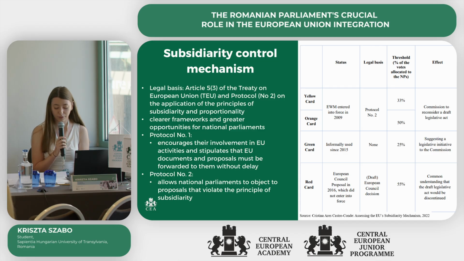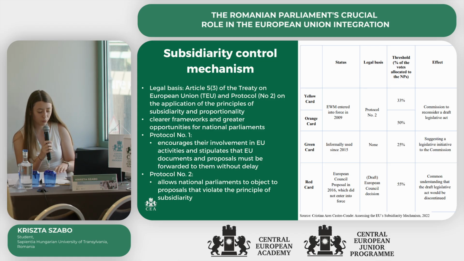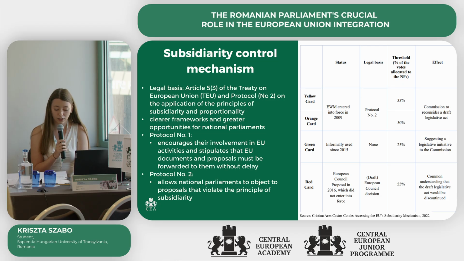If national parliaments believe a proposal violates subsidiarity, they can object. This forces the proposal to be reviewed, and the Commission can either keep it, change it, or withdraw it. The monitoring of subsidiarity is optional for each national parliament, but it becomes more effective and significant when a sufficient number of parliaments jointly issue a negative signal, which can even reverse an EU legislative process.